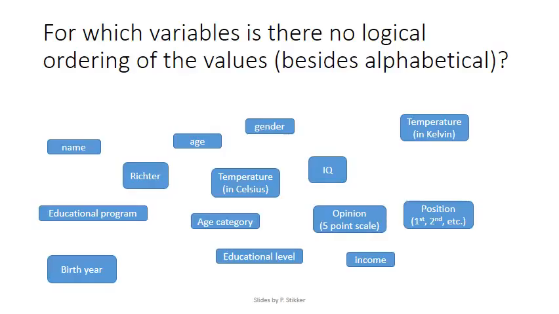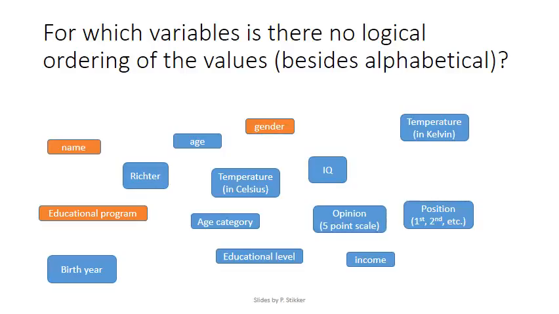Now perhaps you've already come to the correct conclusion, but just in case you didn't, for which variable is there no logical ordering of these values? So below, I've rearranged them a little bit. For which of these variables is the ordering actually at random, or there's no clear logical ordering? Pause the video if you like, but hopefully you then come to the conclusion that name, gender and educational program, the possible values, do not really have any logical ordering.